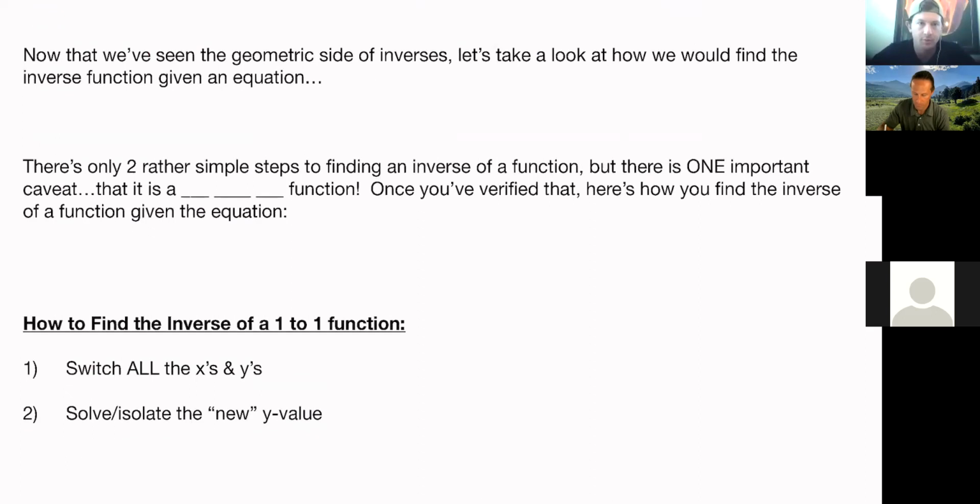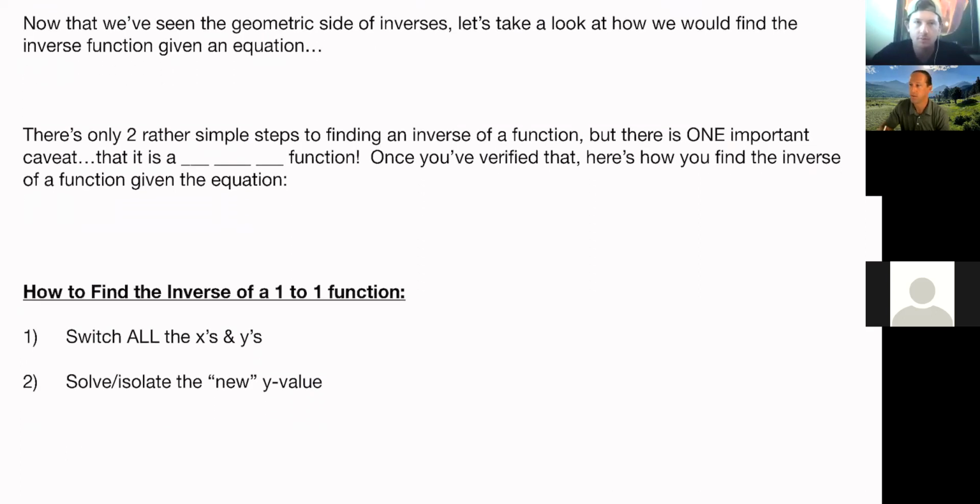All right. So now that we've talked about the geometric side of all this, let's look more at the algebra. How do we find the inverse of a given equation? And the book has more steps. I like to just think of it as 2. Okay. But there's one important caveat that I gave you here.